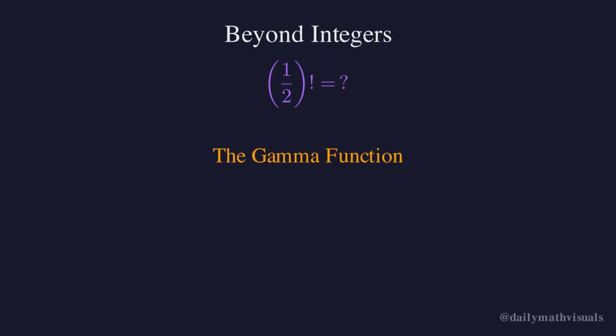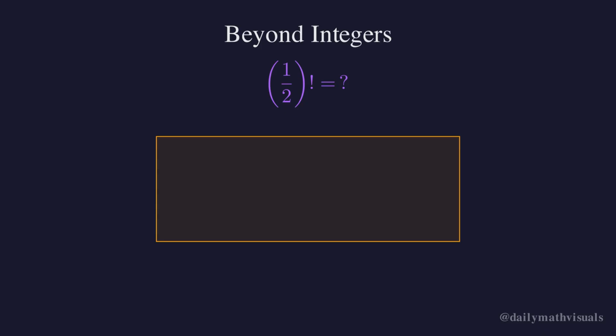It's called the gamma function. The gamma function is a beautiful extension of factorial. For positive integers, gamma of n equals (n-1) factorial. But here's the magic. The gamma function works for all numbers, not just whole numbers, fractions, decimals, even complex numbers with imaginary parts. So what is 1/2 factorial? The answer is the square root of pi divided by 2.